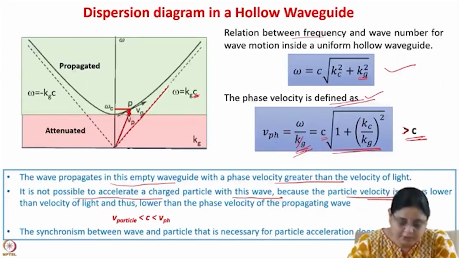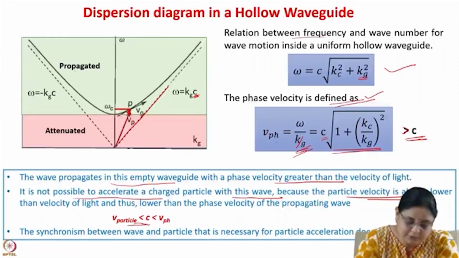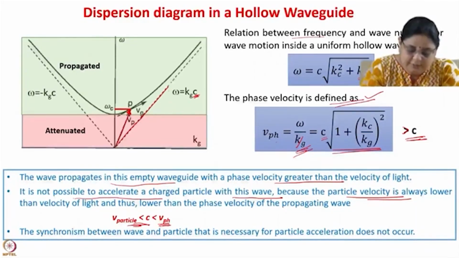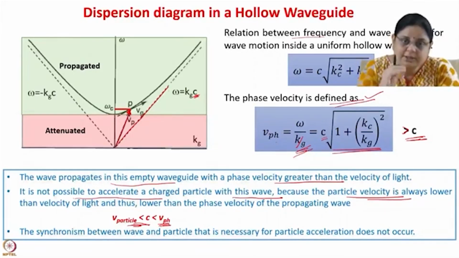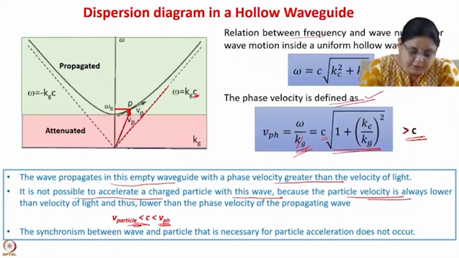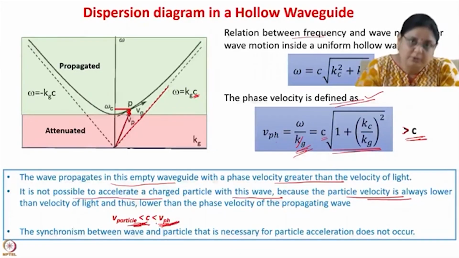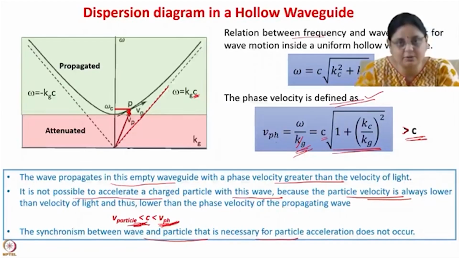So the particle velocity will always be less than the velocity of light, and the phase velocity is greater than the velocity of light. So the particle velocity is less than the phase velocity. Now, while accelerating, the charged particle has to see the same phase at all times. Only then will it get accelerated. Here it is not possible, since the particle velocity is less than the phase velocity, to synchronize it with the wave. So the synchronism between wave and particle that is necessary for particle acceleration does not occur.